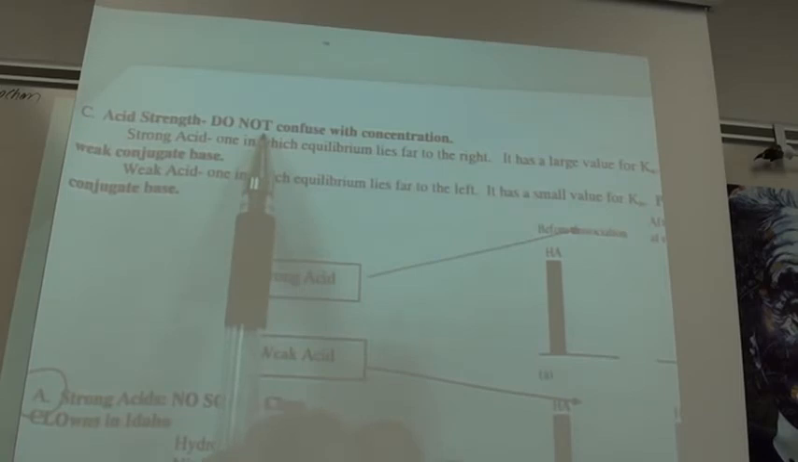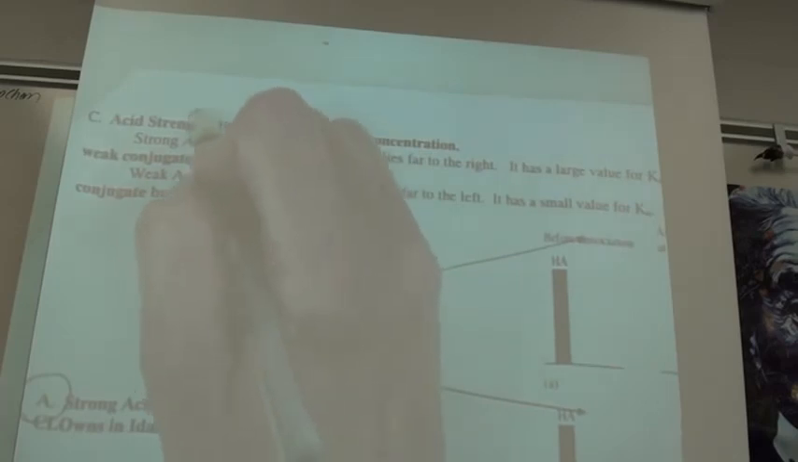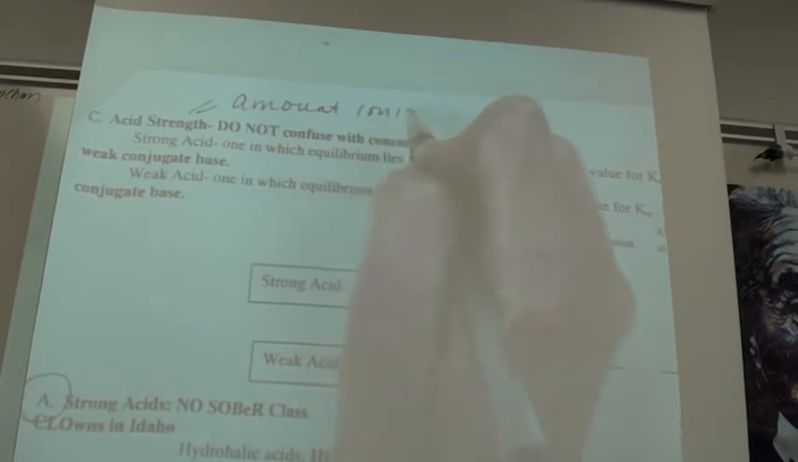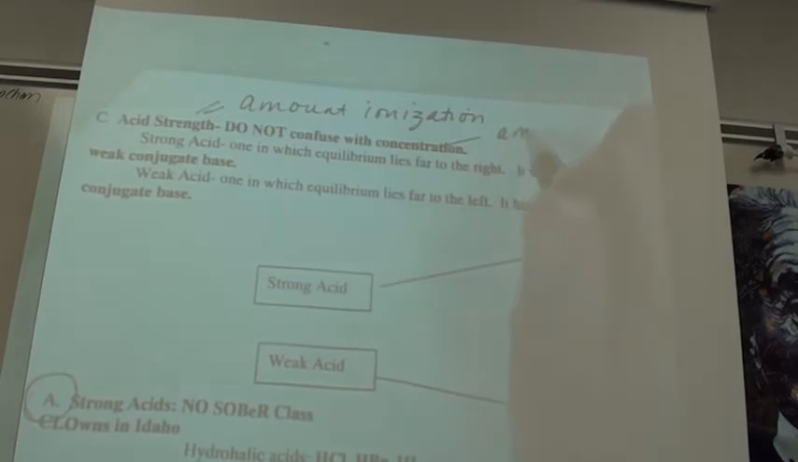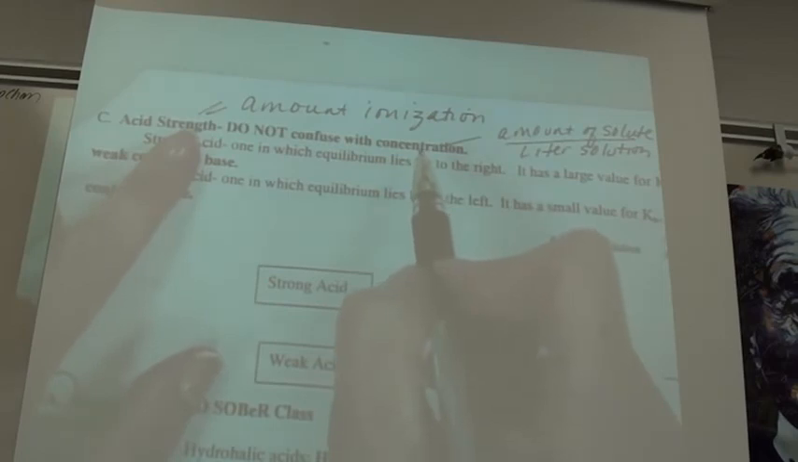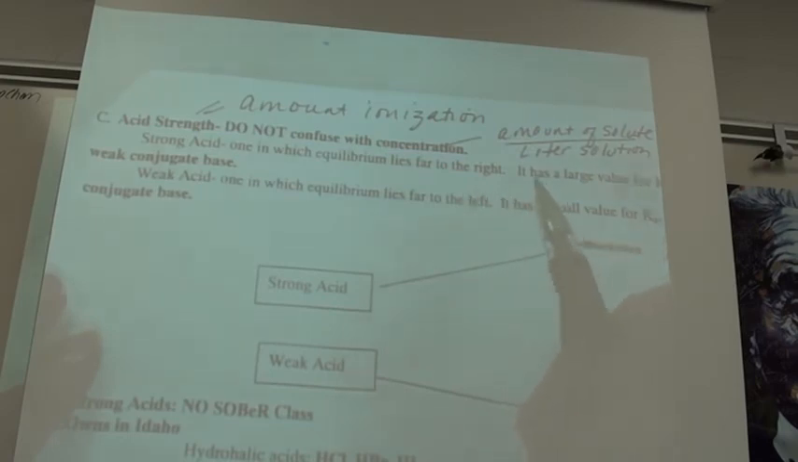Okay, now, this is where kids get messed up. Do not be one of those kids. Do not confuse acid strength, which equals the amount of ionization, with concentration, the amount of solute per liter of solution. They are not the same thing. They are not even close to being the same thing. But in general usage, outside of this room, sometimes these are synonyms. Inside this room, they are not.